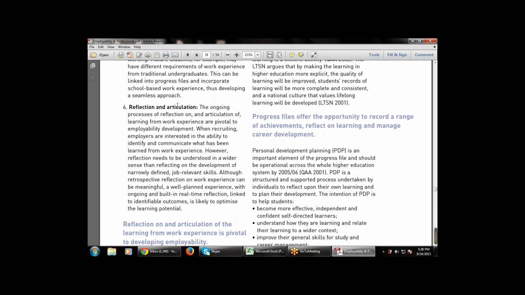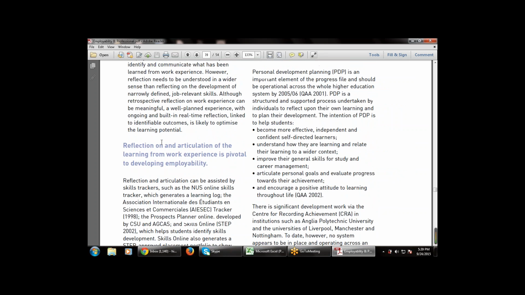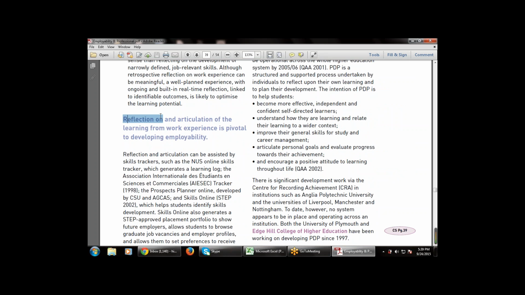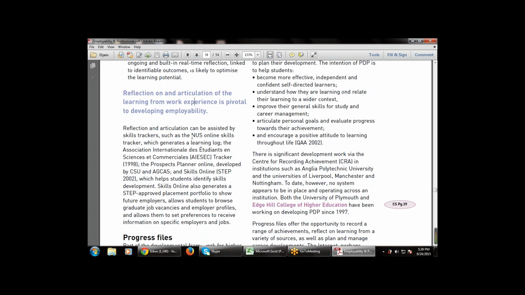Then reflection and articulation is an ongoing process, and it is a part of learning from work experience, which is important for employability development. Reflection on and articulation of the learning from work experience is pivotal to developing employability. So whatever employability technique is used with the employability concept, it involves reflection on and articulation of the learning from work experience.